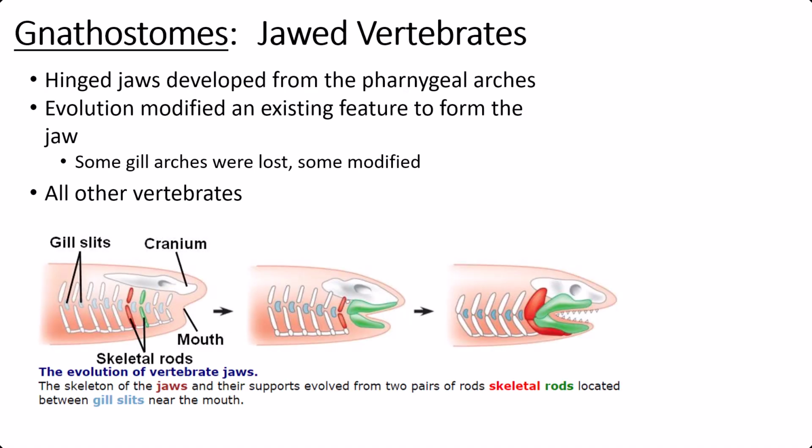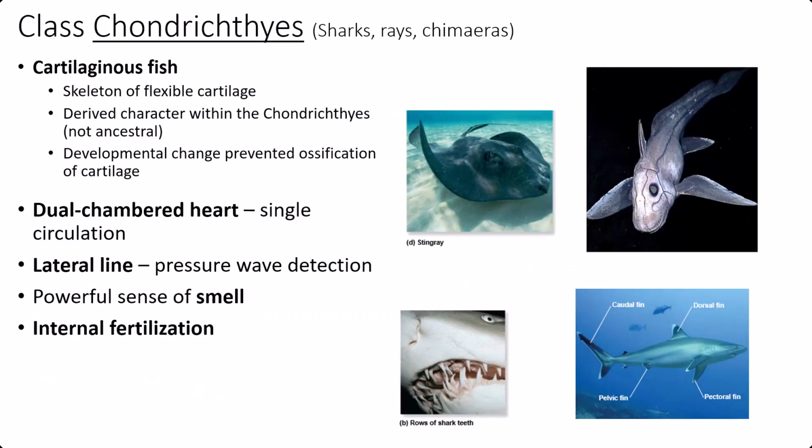But speaking of hinged jaw, that brings us to the gnathostomes, which are the jawed vertebrates. So the hinged jaw developed from pharyngeal arches and evolutionarily modified this existing feature to form the jaw. Some gill arches were lost, some were modified, but this gets us to the jawed vertebrates. Our first class of jawed vertebrates is the chondrichthyes. Chondro means cartilage. Ichthyes means fish, so these are the cartilaginous fish.